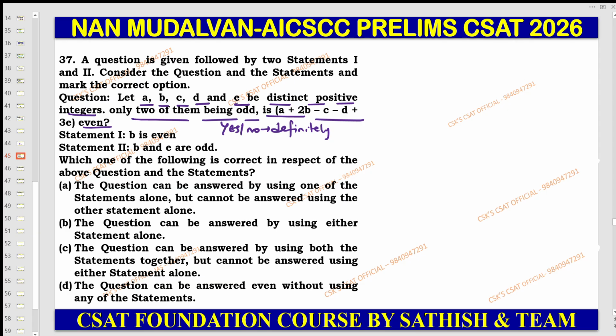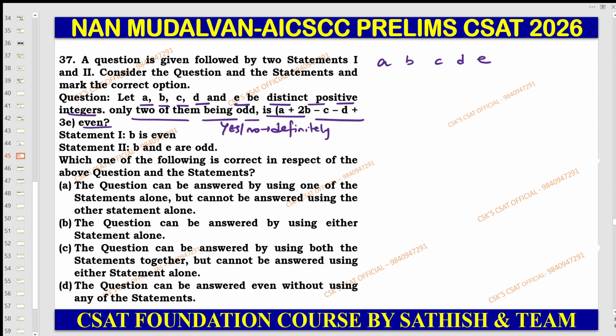If it gives alternatively yes, no, or else some yes, some no, that means the option is wrong. So that is the thing you have to keep in your mind. Now we'll see, because even without using any of the statements, that is why you have to focus on this kind of thing here.